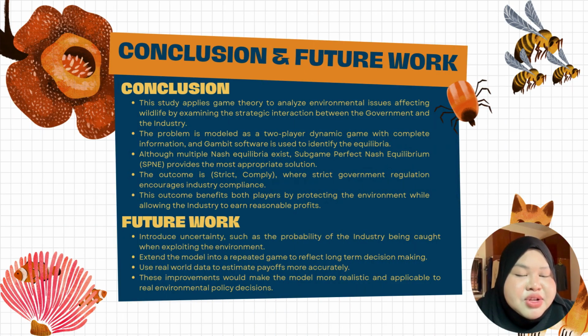For conclusion, this study applies game theory to analyze environmental issues that affect wildlife by examining the strategic decisions of the government and the industry. The problem is modeled as a 2-player dynamic game with complete information, and the equilibria are identified using Gambit software. Although the game has multiple Nash equilibria, subgame perfect Nash equilibrium provides the most suitable solution for this dynamic setting. The outcome is strict and comply, where the government enforces strict regulations and the industry chooses to comply. This outcome benefits both players as it helps protect the environment while still allowing the industry to earn reasonable profits.